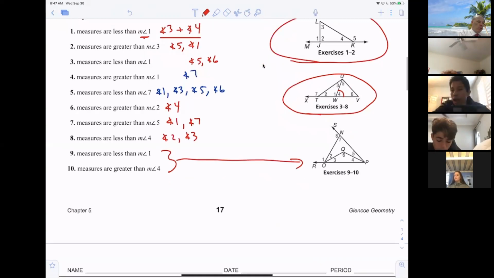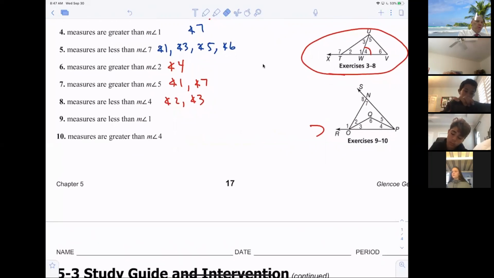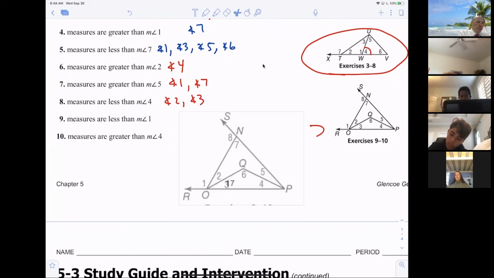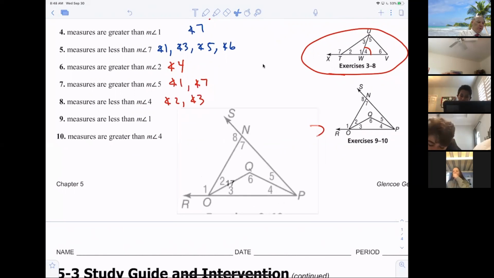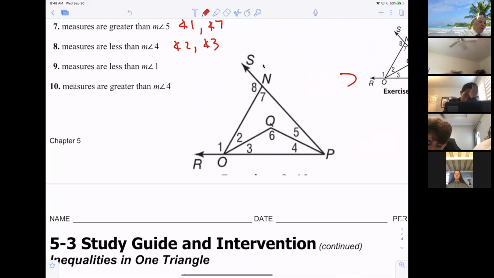All right, now let's look at number 9. Come on now, everybody, think about it. This is a nice problem here. What measures are less than angle 1? Hold on a second. What angles? What I'm going to do is grab this real quick because I don't like it right over there. Copy, paste image. I'm going to blow it up so we can see it better. All right, here we go. Here is angle 1. Come on now.